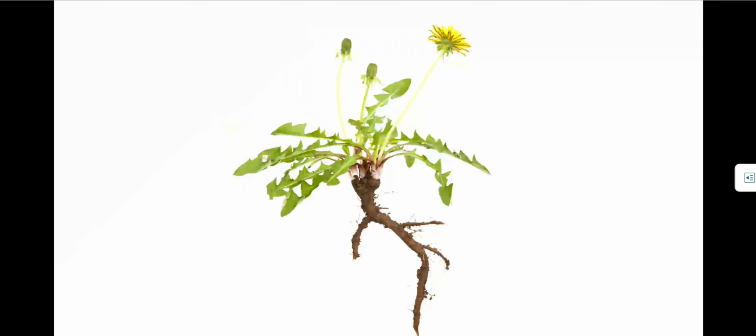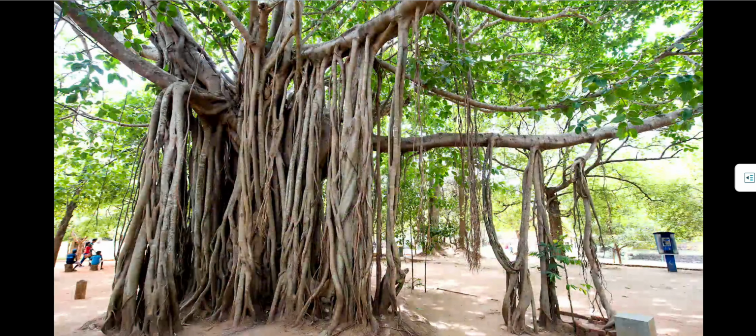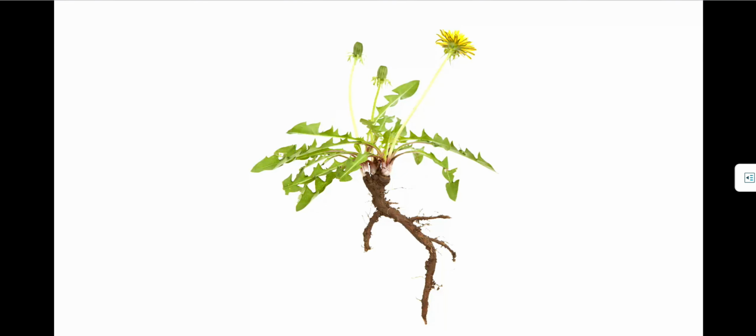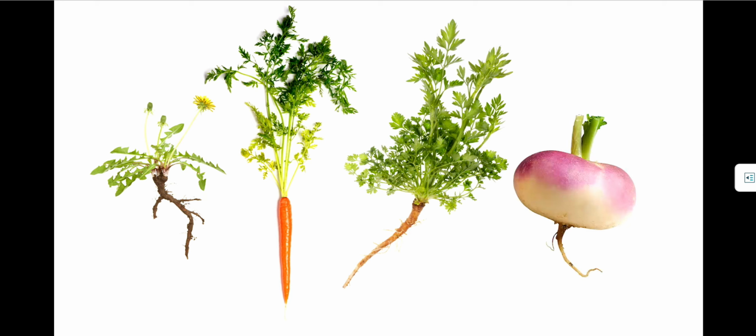Did you know there are different types of roots? Let's look at some. Dandelions have taproots. Taproots have one main root that grows deep in the ground and a few smaller side roots. Carrots, parsley, and turnips are a few other examples of plants that have taproots. See how they all have one large root and a few smaller roots?